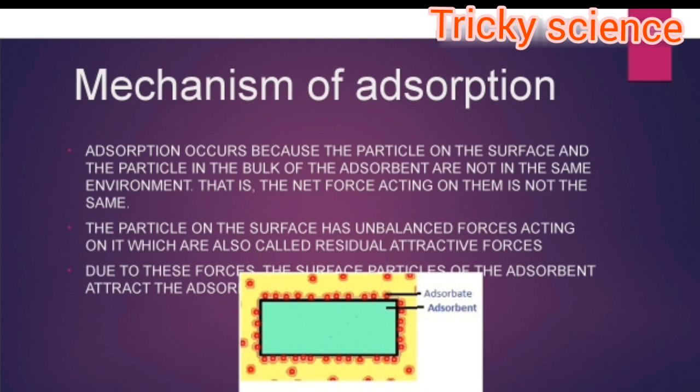As we know that inside the adsorbent, all the forces acting between the particles are mutually balanced. But on the surface, the particles are not surrounded by atoms or the molecules of the same kind on all sides, and hence they possess unbalanced or residual attractive forces. These forces attract the adsorbate particles on its surface.